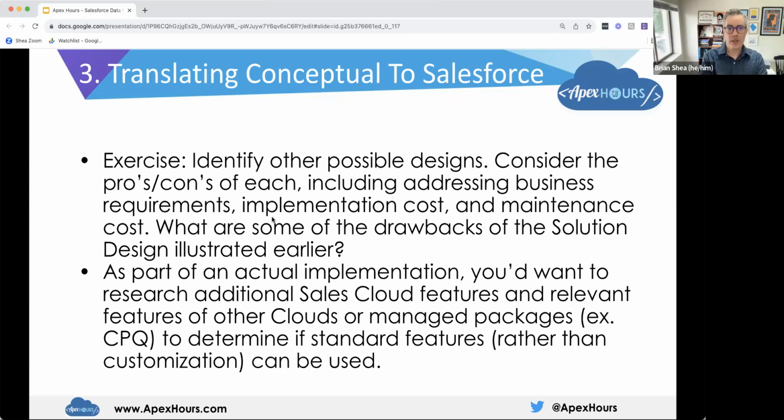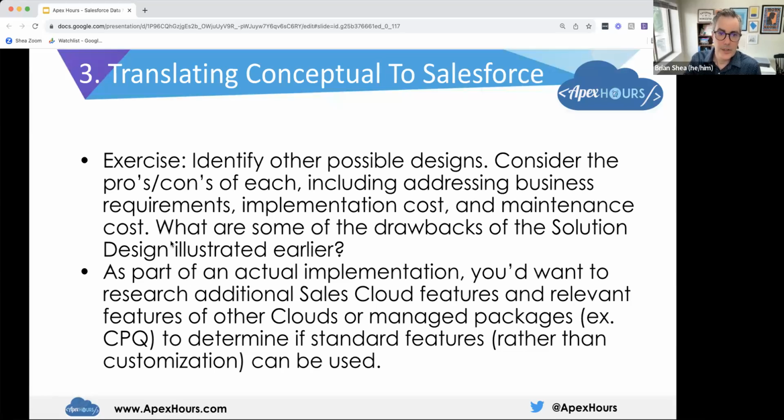And you want to think about not just how those solutions address the business requirements, but the upfront implementation costs of those solutions, and the maintenance cost. Overlaid with that, think through our well-architected principles and how our design matches up with our well-architected principles. Also worth thinking about, for the design that I provided earlier, what are some of the drawbacks of that potential design?